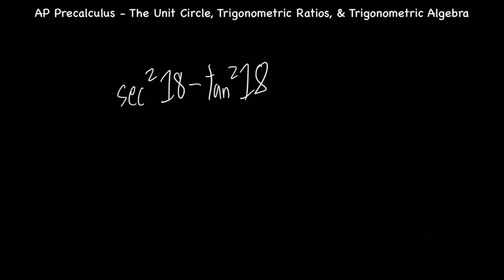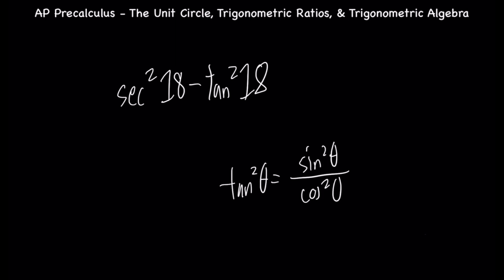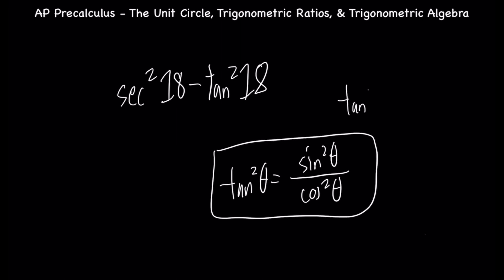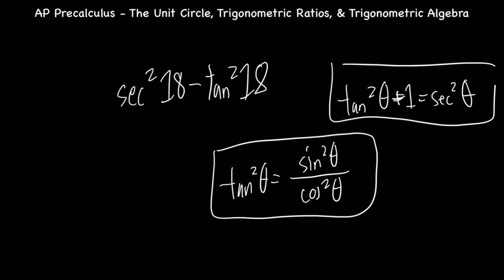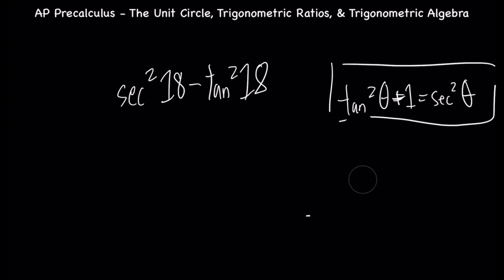And then for tangent squared is equal to sine squared over cosine squared. And to find secant, I'm just giving out random formulas now. Tangent squared plus 1 equals secant squared. You kind of see where this is going a little bit.